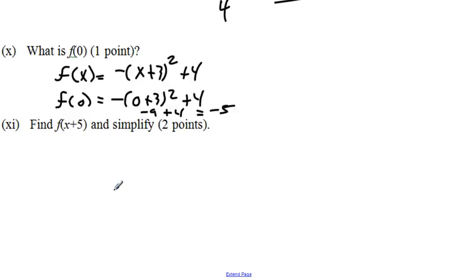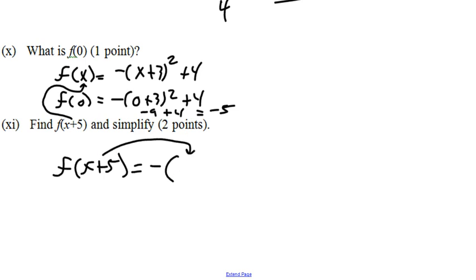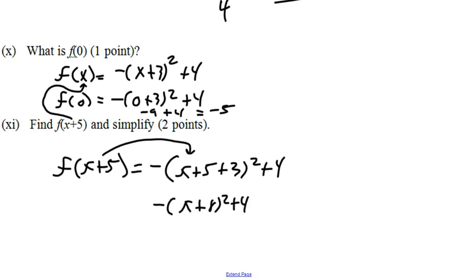All right, and last but not least, plug in f of x plus 5. So replace x with x plus 5. I'm going to take this and plug it into x. So f of x plus 5 equals, again, replace x with that. So negative, I'm going to replace this x right here with x plus 5. See? I replaced this x with x plus 5, plus 3 squared plus 4. Simplify all this. So I get negative (x plus 8) squared plus 4. If I expand this, that means negative (x plus 8) times (x plus 8), and then plus 4.